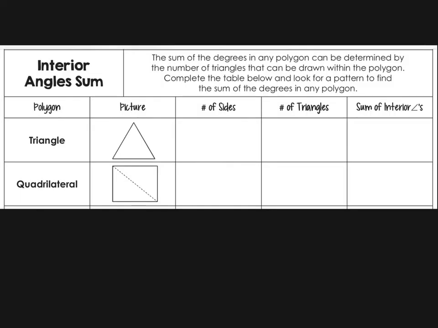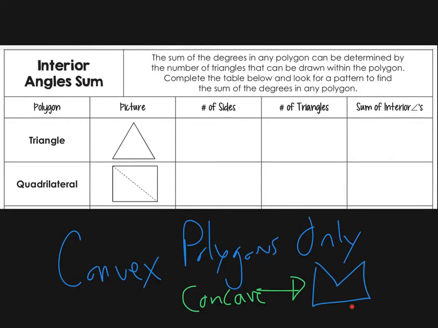Now we've spent a lot of time talking about the interior angle sum of a triangle, and it's all going to pay off now because the sum of the degrees in any polygon can be determined by the number of triangles that can be drawn within the polygon. And it should be noted that we're talking about convex polygons. As you'll notice down here, I've drawn a concave polygon where it dents in. The following theorem will only apply to convex polygons. So let's get started and try to investigate this a little bit.